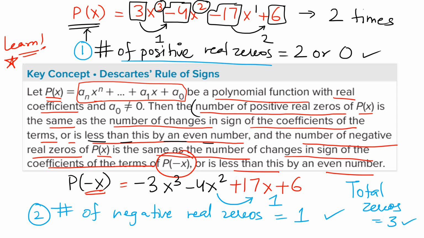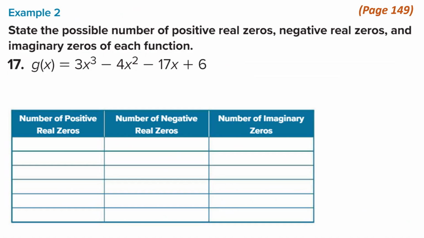Now let's go to the question. We are ready for it. We will use this rule, Descartes' rule of signs. Make sure you learn it, you understand it, and you don't make sign mistakes, please. So now I'm going to fill the table. We already saw that for this question, the number of positive real zeros is 2, or it can be 0 also. Okay, and the number of negative is 1.